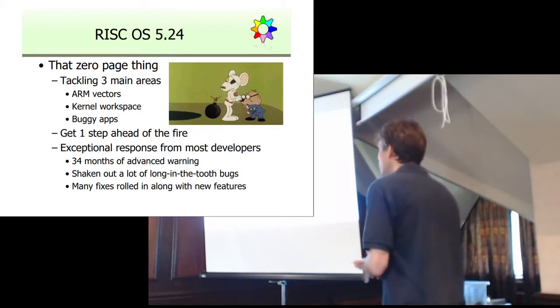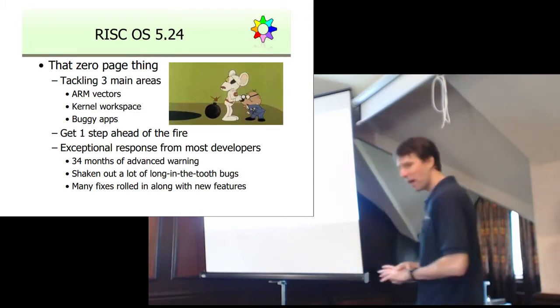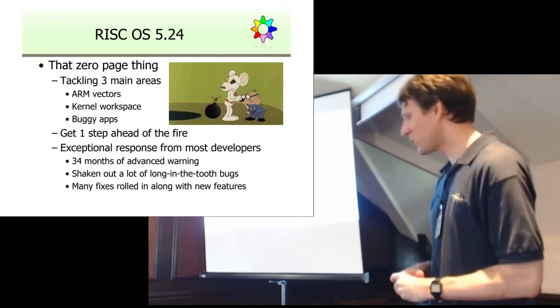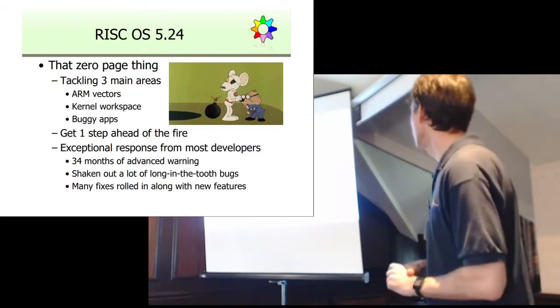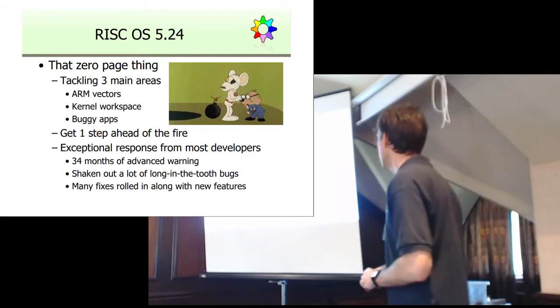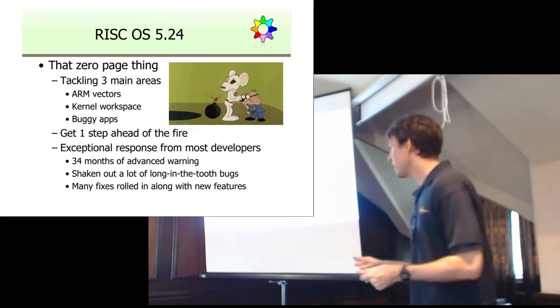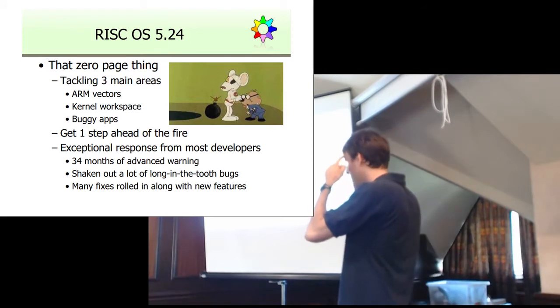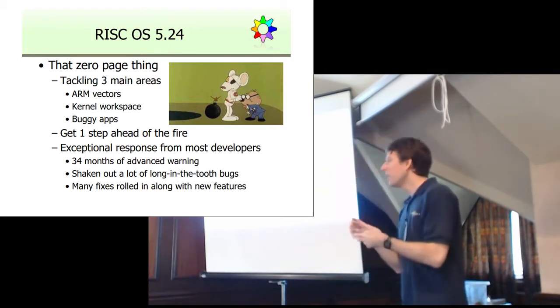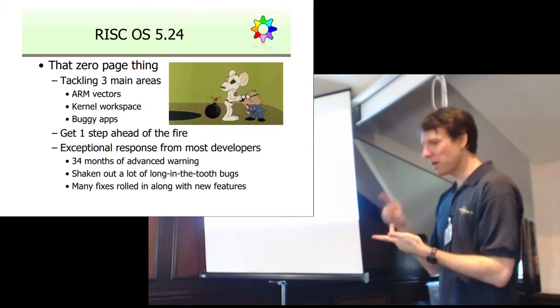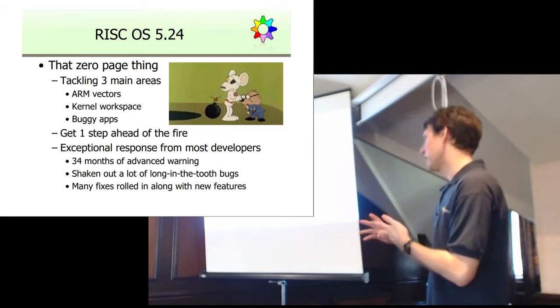I've had a few questions on the stand today about that 0-page thing. I definitely talked at a previous show about a ticking time bomb that was likely to explode if Penfold doesn't warn you of it. 0-page thing, in my mind, it's useful to split it into three. There's the ARM vectors, there's the kernel's private workspace, and then there's bugs in applications.